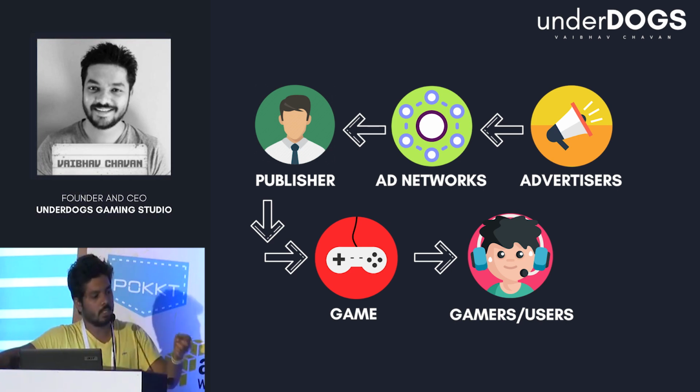Showing a Samsung ad to a guy who is not interested in mobile phones is of no use, because at that time the CTR will always be low. CTR is basically the click-through rate, clicks upon impressions. People will not click on the ad if they are not interested in it. So this is how an ad network works.